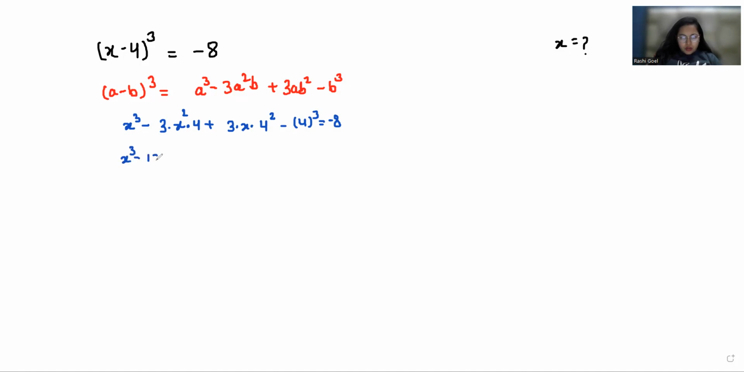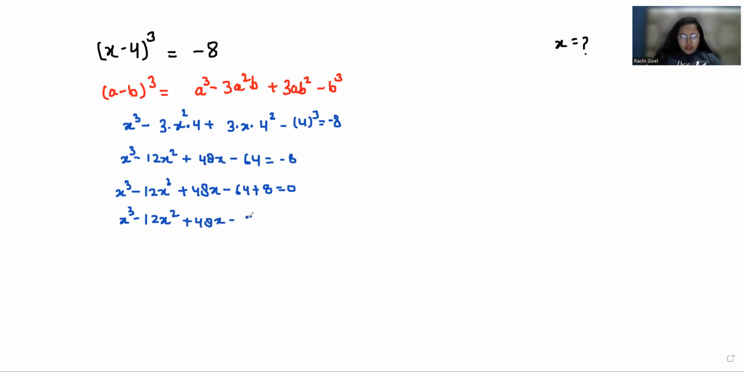So x cube minus 12x square plus 48x minus 64 is equal to negative 8. x cube minus 12x square plus 48x minus 64 plus 8 is equal to 0. So x cube minus 12x square plus 48x minus 56 is equal to 0. If we factorize this, it gives us (x minus 2) as common, and (x square minus 10x plus 28) is equal to 0.